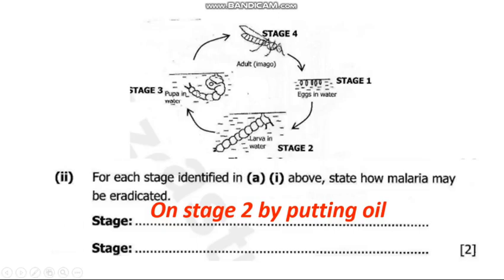Then what about stage 3, this stage that we talked about? Now on stage 3, we did mention that here is the pupa stage, which is in water, which is trying to become an adult. Okay, so here it will be eating a lot.